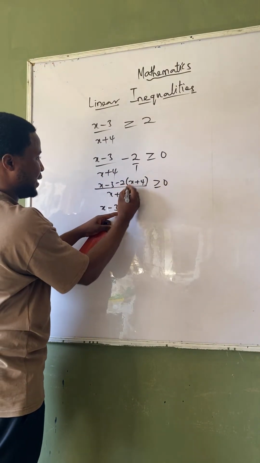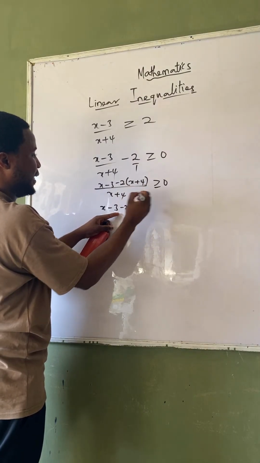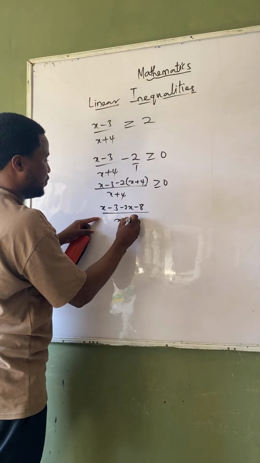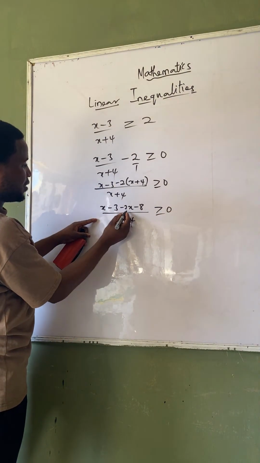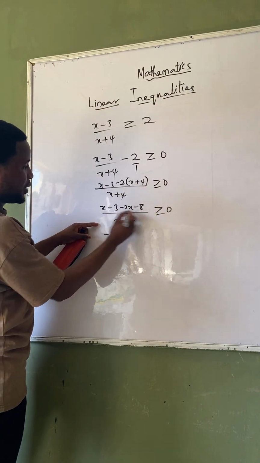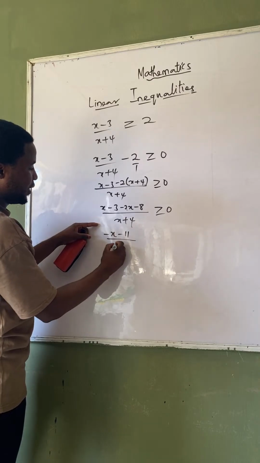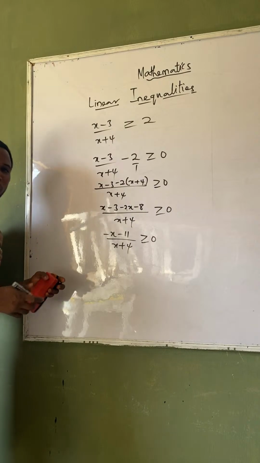So minus 2 times x, that is minus 2x. Minus 2 times plus 4, that is minus 8. Then divided by x plus 4, greater than or equal to 0. So here I have x minus 2x as minus x. Then minus 3 minus 8 is minus 11, divided by x plus 4, greater than or equal to 0. Now, guys, what do we do here?